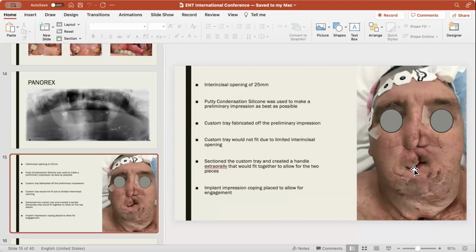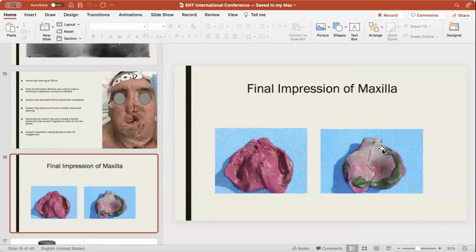And then that custom tray would not fit well due to limited interincisal opening. So I had to section the custom tray and essentially create it into two separate pieces and lock them together outside of the mouth. So this method was utilized, which was a new type of method, with the custom tray being cut and put into the mouth one by one, an impression being made, and being put together essentially outside of the mouth.